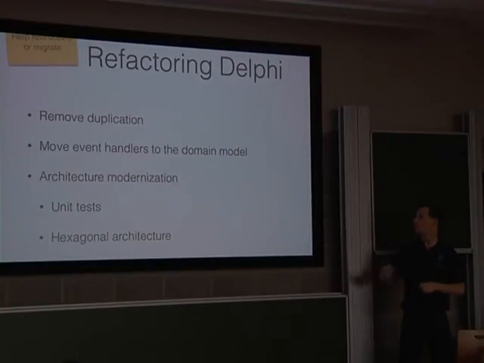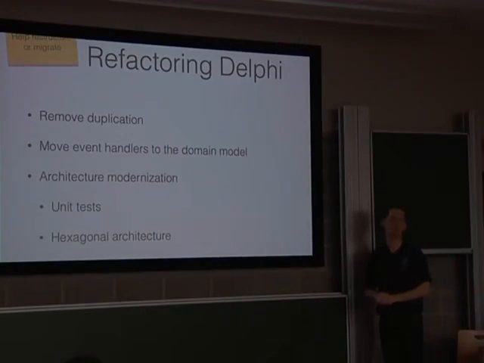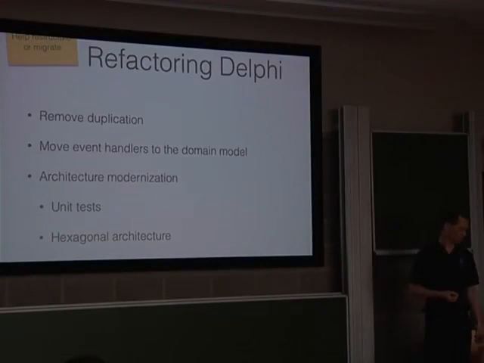So when we find a Delphi project, the most important things we have to do with the code themselves, which are independent of the version of the code, are the removal of duplication, moving of event handlers to the domain objects, and making sure that you have unit tests and move to a hexagonal architecture to have better maintainability.